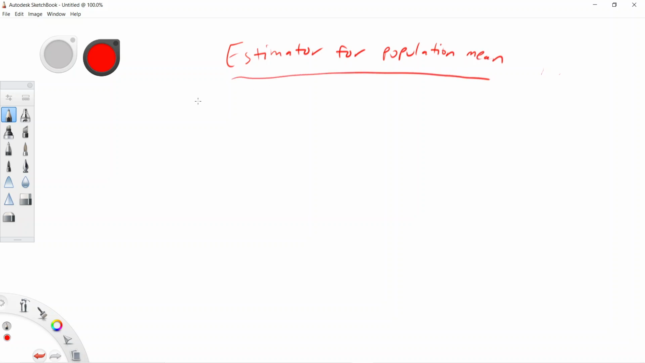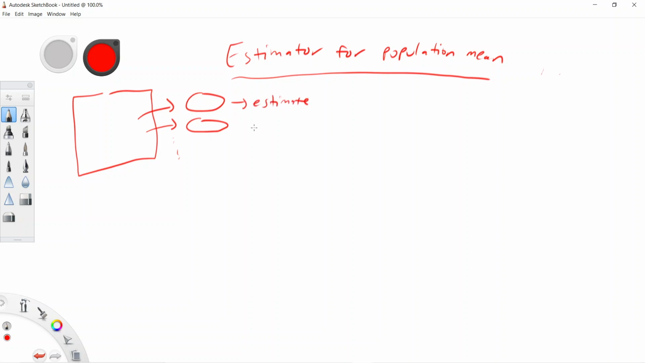So what did we talk about in the last video? Well, we talked about the idea of sampling as a way to estimate population parameters. So we have our population here. We're going to take a sample, we're going to take another sample, and we're going to repeat that process. And from each of these samples, we get an estimate. And from those estimates, we can plot the distribution of those estimates, right?